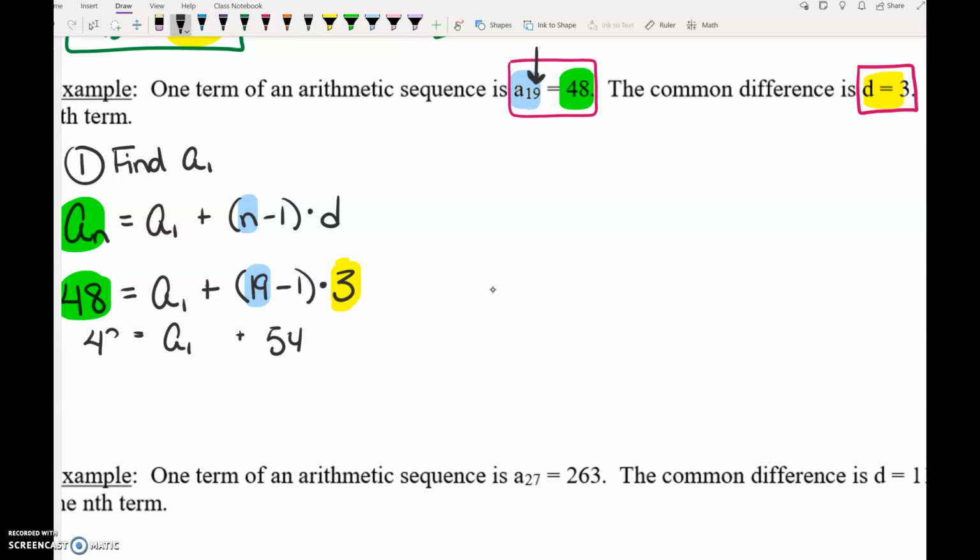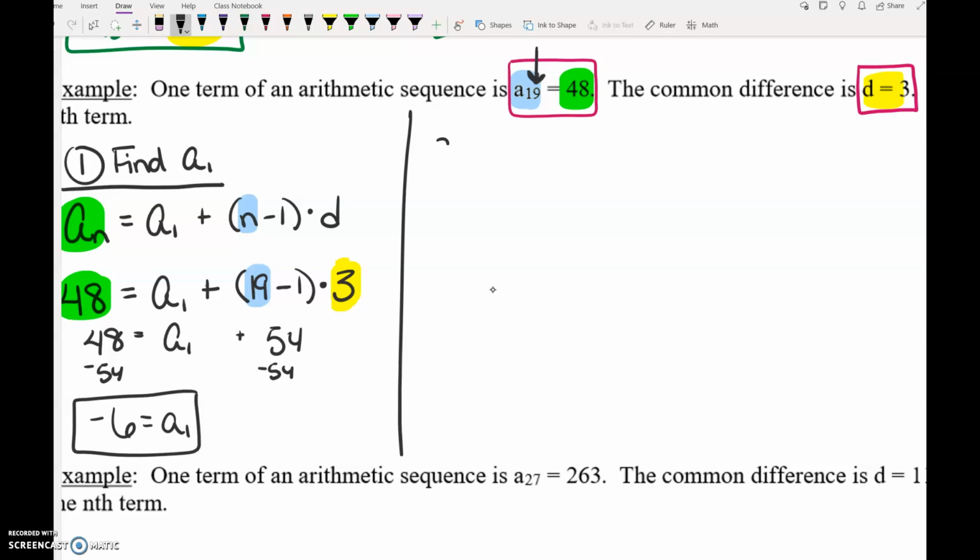Can I now figure out what my first term is? We can subtract 54 on both sides and get negative 6 is our first term. So step 1, find your first term. Step 2, write the rule. We now know our first term is negative 6. Our common difference is 3.